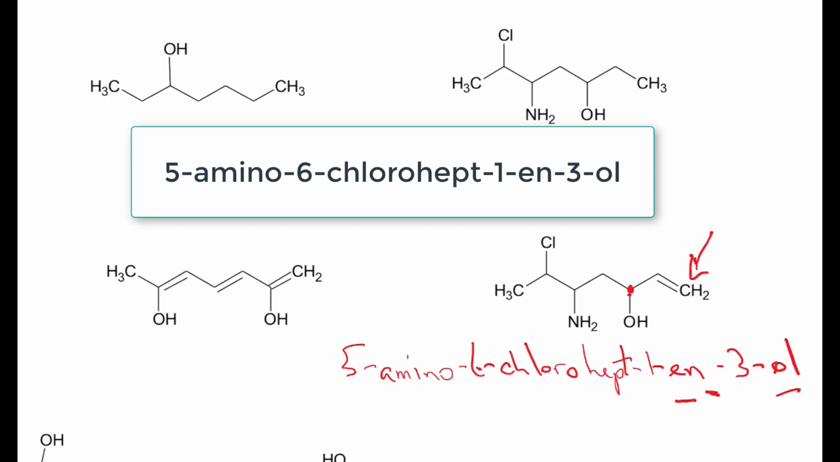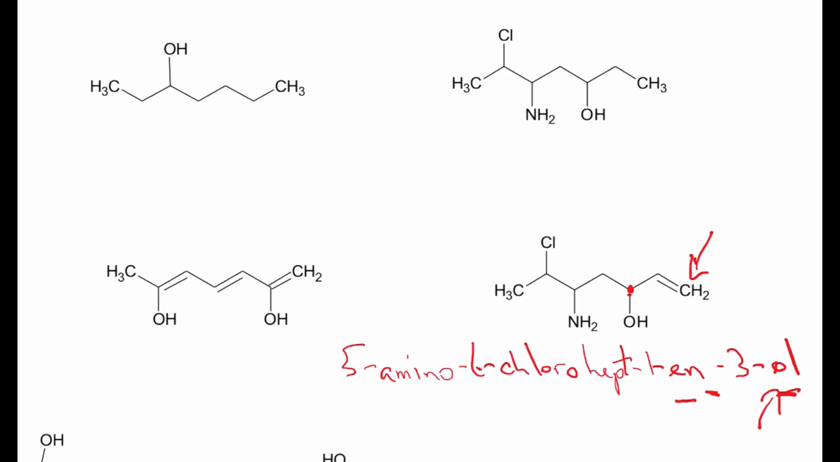Note that the E has disappeared because I have OL here. There's a vowel here, and so I can drop the E in this position. Hept refers to the 7 carbon chain, 1, 2, 3, 4, 5, 6, 7. In the 6th position is the chloro, and in the 5 position is the amino.